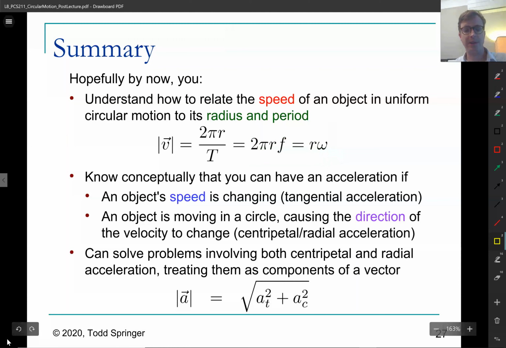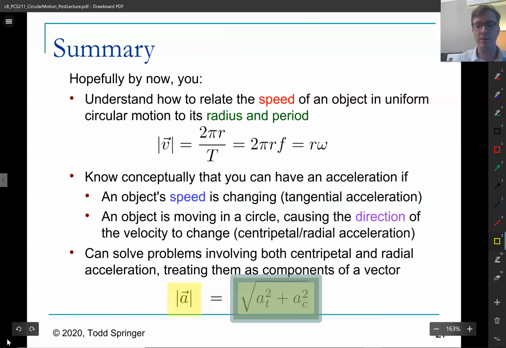The most difficult part is realizing that an object can be moving in a circle and be speeding up or slowing down, and that means it has tangential and radial acceleration. So again, if the object's speed is changing, it has tangential acceleration, and then the direction change, which is because of the circular motion, is called centripetal acceleration. And we solved a problem involving both of those by thinking of the tangential and the radial acceleration as components of a vector. So your total acceleration, or your instantaneous acceleration, is the Pythagorean sum of the tangential acceleration plus the centripetal acceleration.